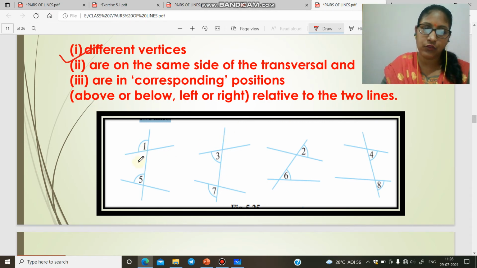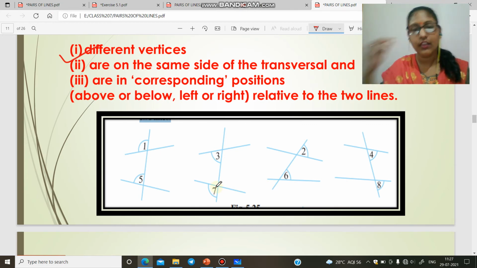Like here, angle 1 and angle 5 are said to be corresponding because they have different vertices. They are on the left side and both of them are above the relative two lines. Same as here, both the angles have different vertices. They are on the left side of a transversal, and third is they are on the downward side of the relative two lines.